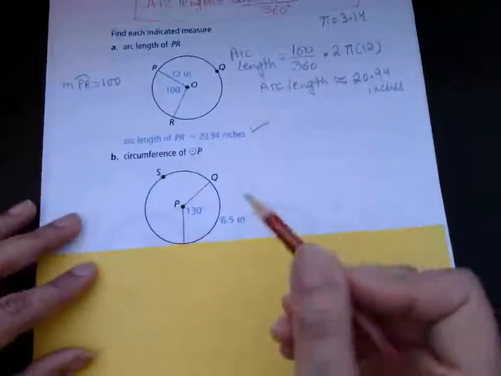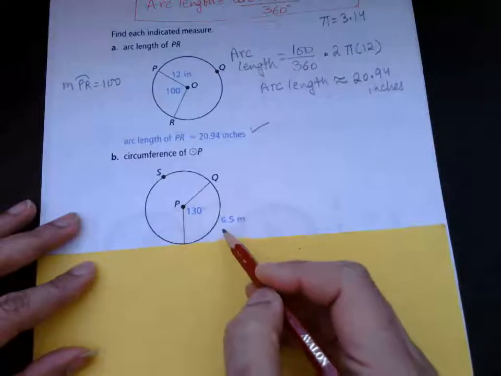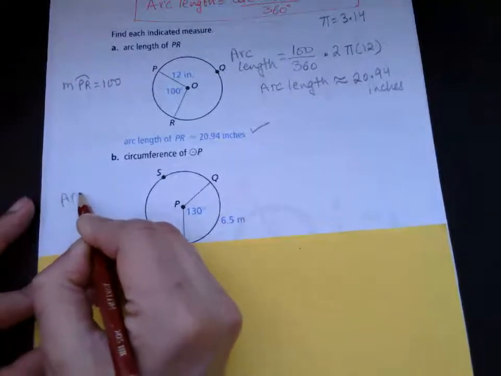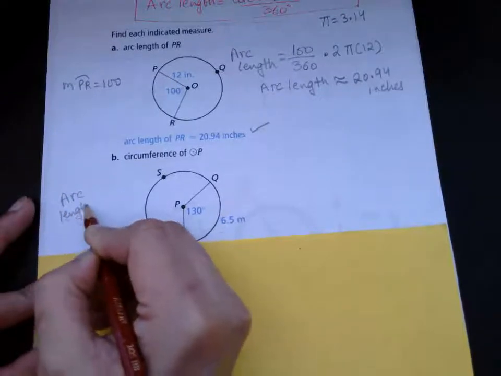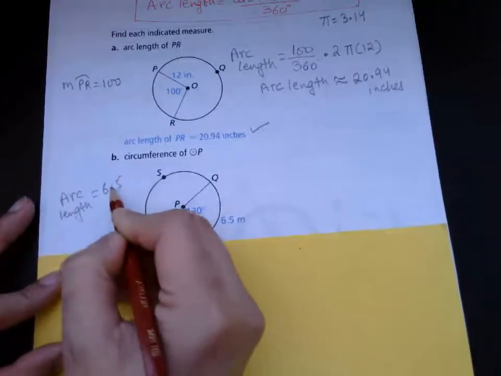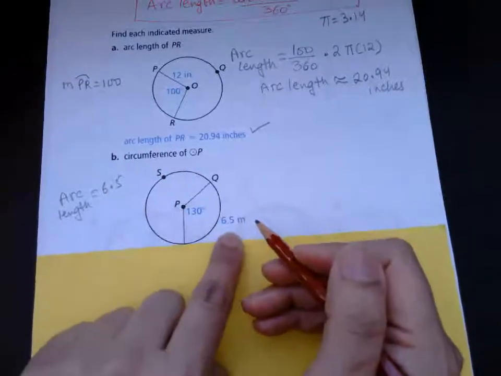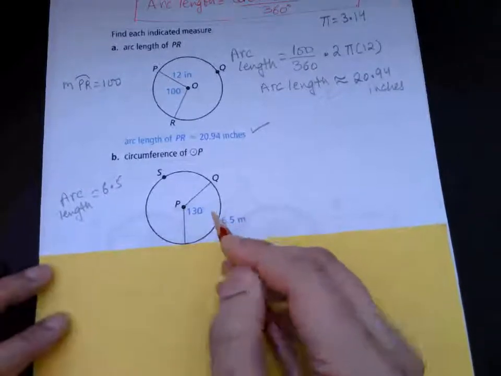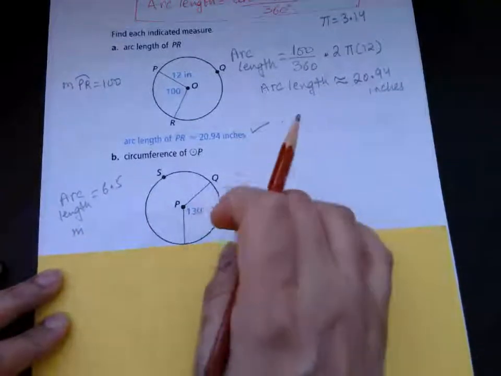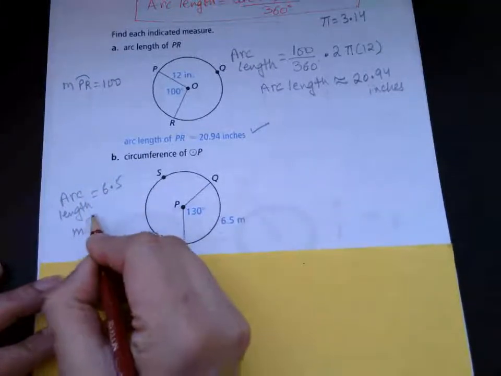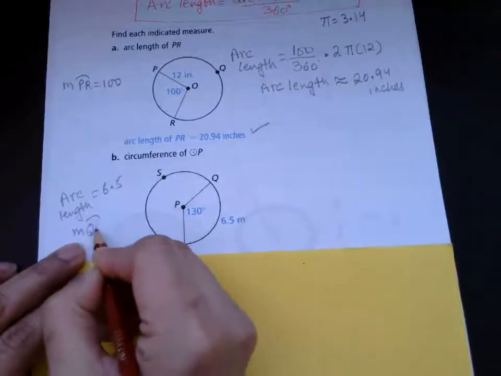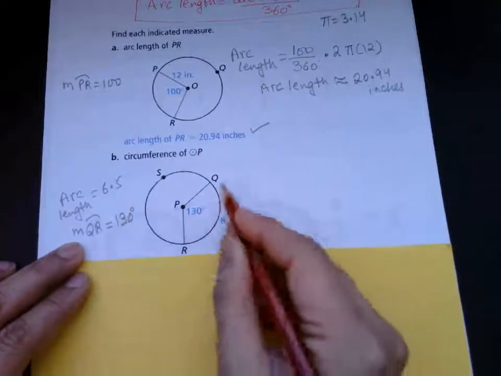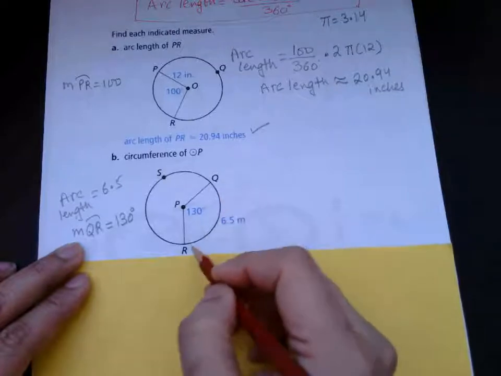Let's do it step by step. What is this? 6.5. 6.5 is nothing but arc length. So arc length is given to you as 6.5. You will say, how should I know whether it's arc length or arc measure? Because arc measure is nothing but your central angle. If I ask you what is the measurement of arc QR, it is nothing but 130 degrees. So this is nothing but the 6.5 meter arc length.